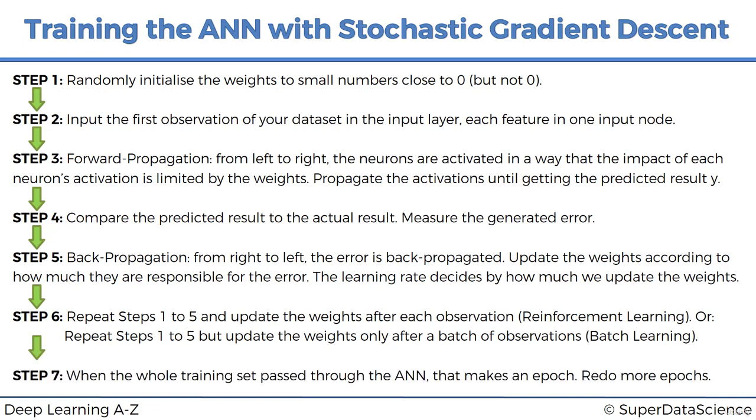And step 7, when the whole training set has passed through the artificial neural network, that makes an epoch. Redo more epochs. So basically, you just keep doing that and doing that and doing that. Allow your neural network to train better and better and constantly adjust itself as you minimize the cost function. So there we go. Those are the steps you need to take to build your artificial neural networks and train it. And these are the steps that you will be taking together with Hadelin in the practical tutorials.